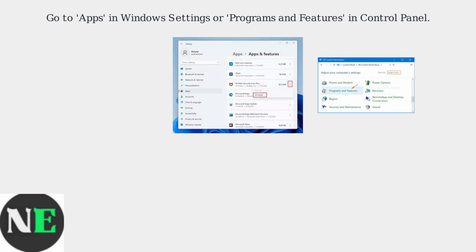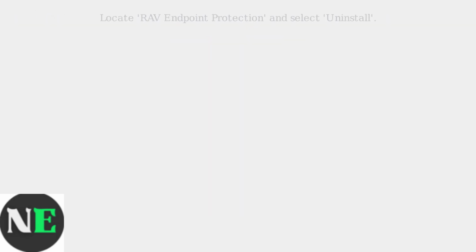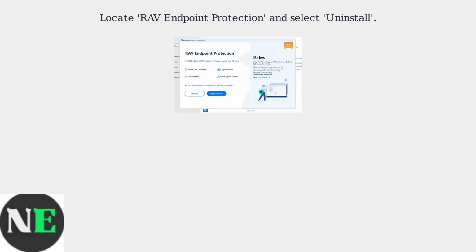To uninstall RAV Endpoint Protection on Windows 11 or 10, start by opening Windows Settings and navigating to Apps, or use the Control Panel to access Programs and Features. Find RAV Endpoint Protection in the list of installed programs and click the Uninstall button. The uninstaller will guide you through removing the main components of the software, including core files, services, and drivers.